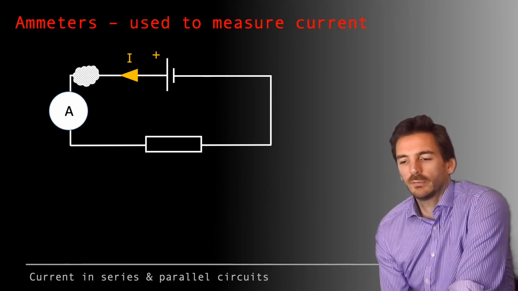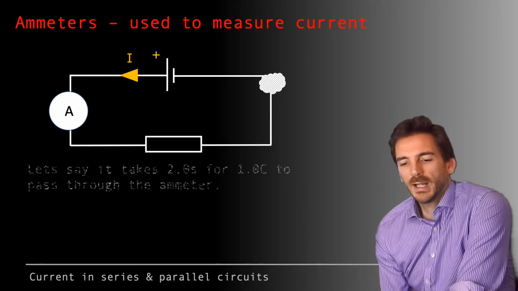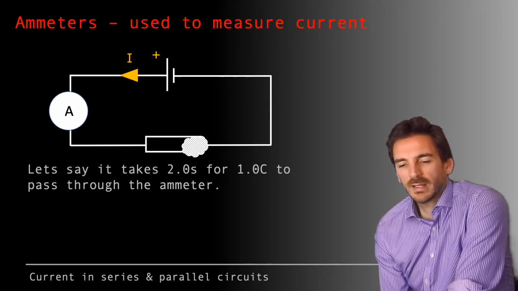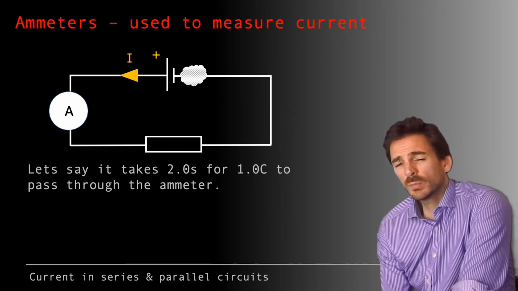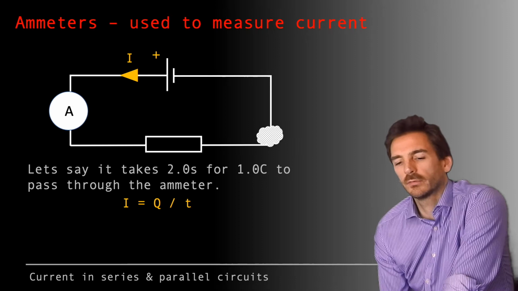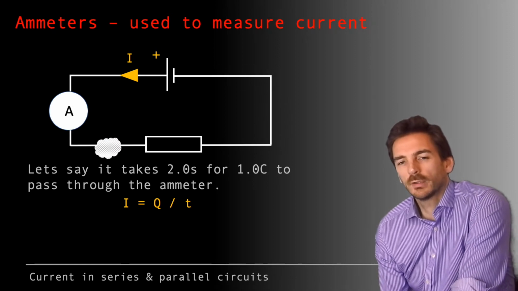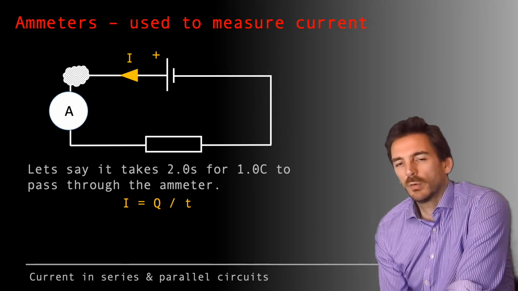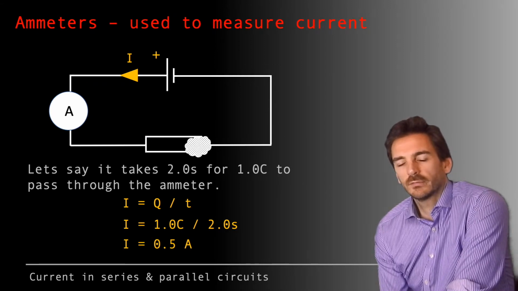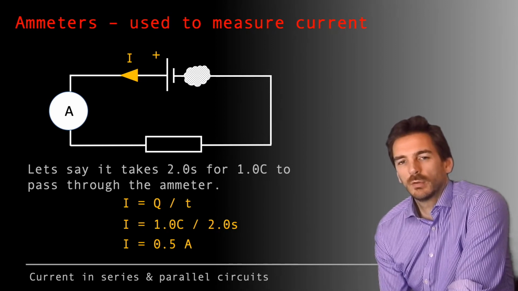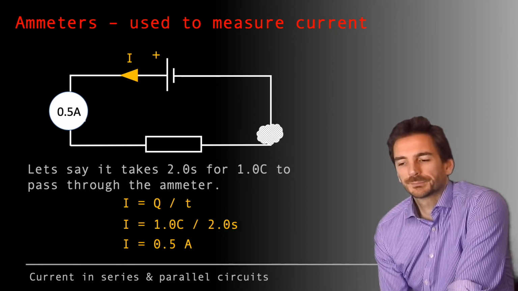So let's think about a situation where in 2 seconds, let's say we've got 1 coulomb flowing through this ammeter. And we can then measure how much current is flowing. So current is charge over time, and we've got 1 coulomb in 2 seconds. That means we've got a current flowing through that resistor of 0.5 amps. So that ammeter will read 0.5 amps.